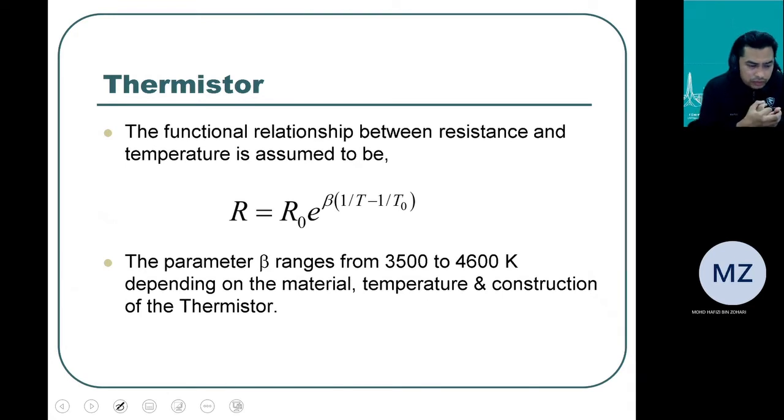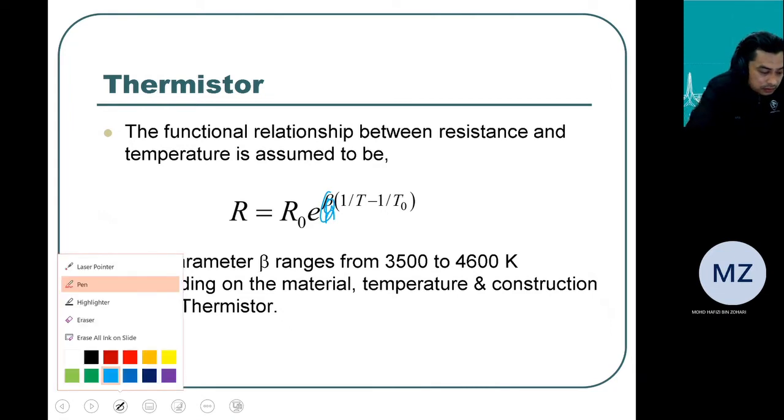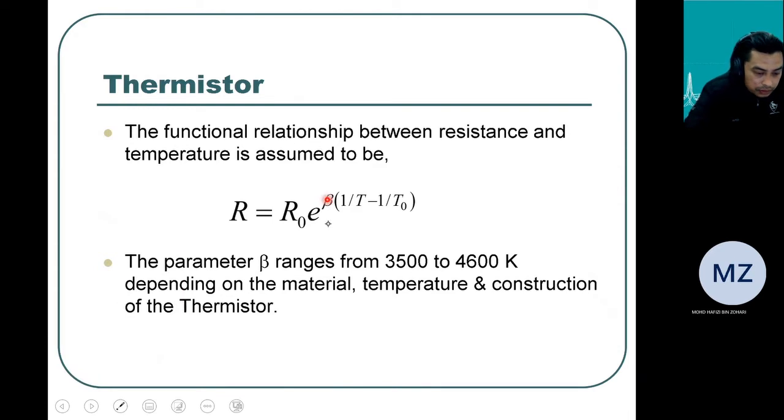So this is the equation for a thermistor. Easy. R is the resistance value that we want to look for, and R naught is the original value of the resistance. Beta depends on the material; it's given, and it depends on the curve.